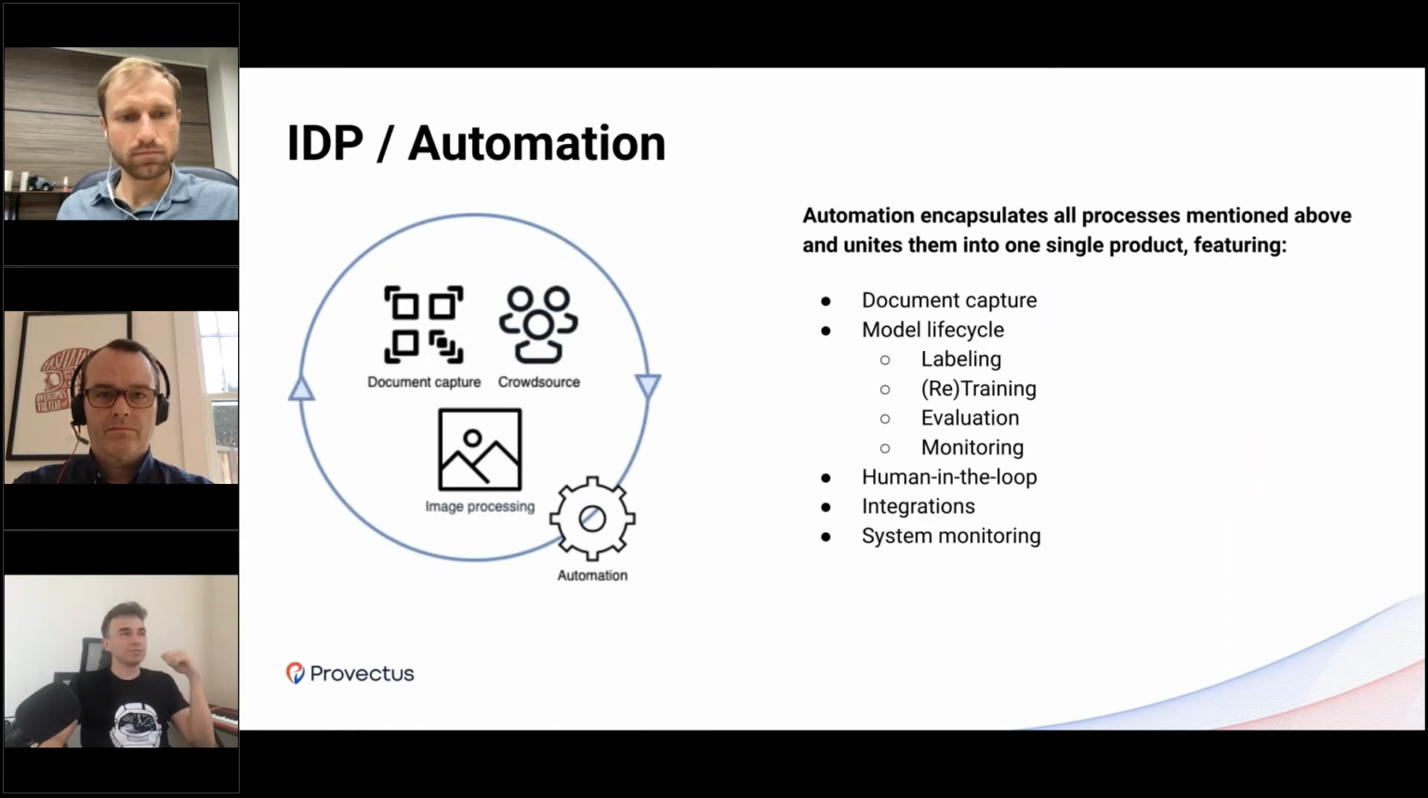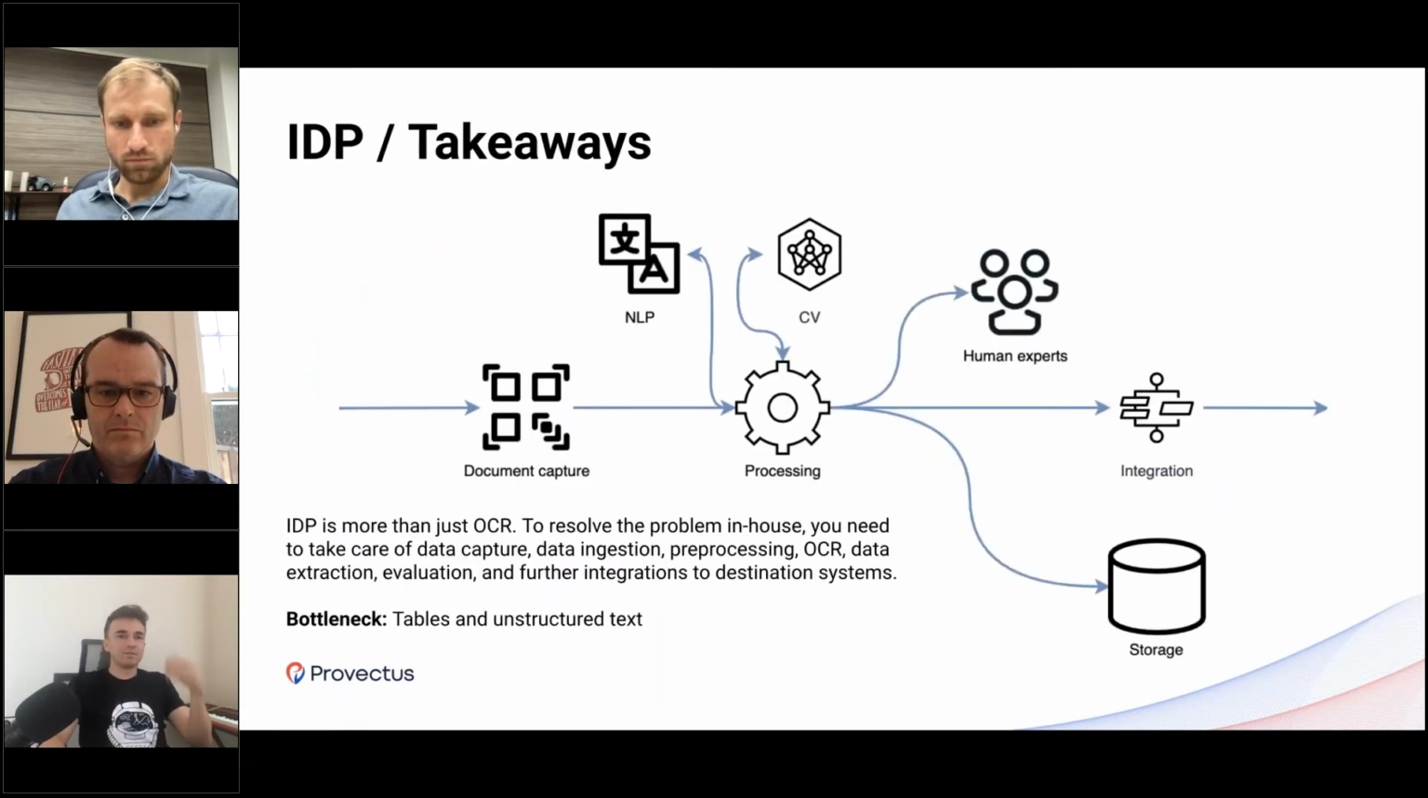Next part of a document processing solution is automation, which is no surprise, right? Automation is the glue of all components, all of the pieces for a document processing solution, to build it as one single product. So automation encapsulates data capture, model or algorithm lifecycle, like labeling, training, evaluation, human in the loop, aka human experts, integration, and system monitoring.